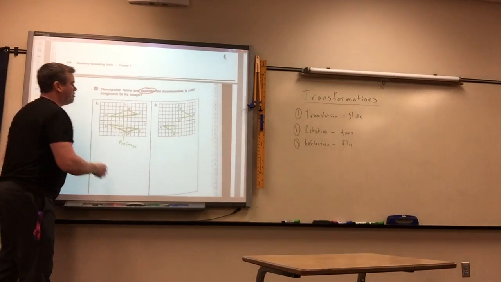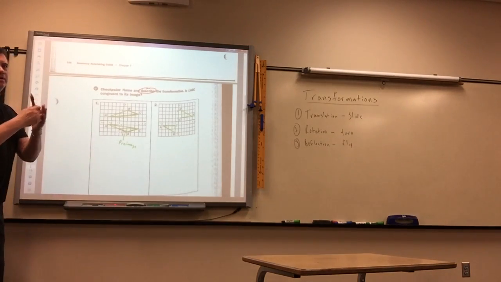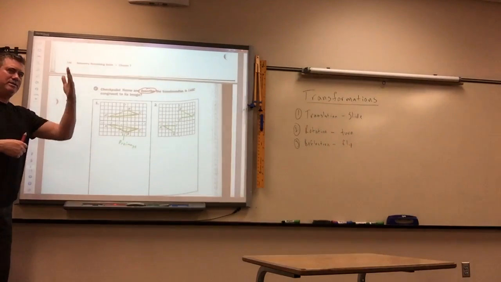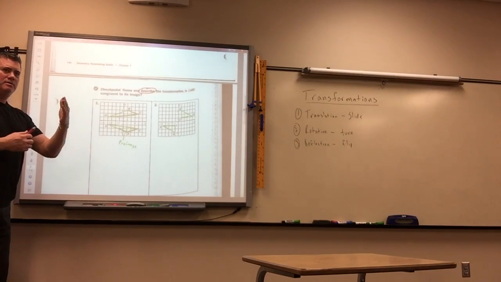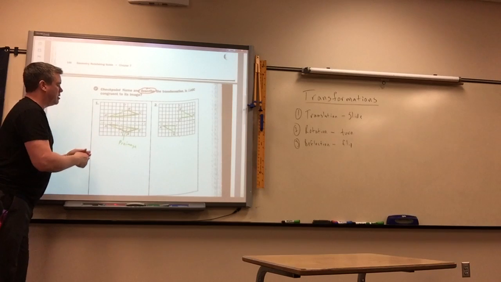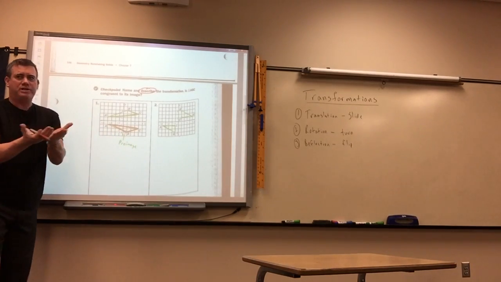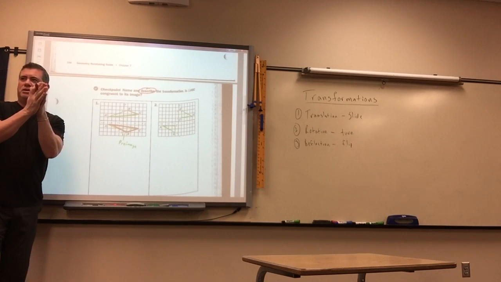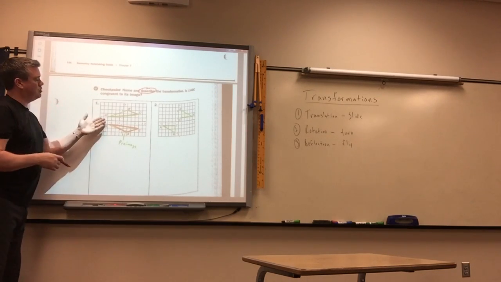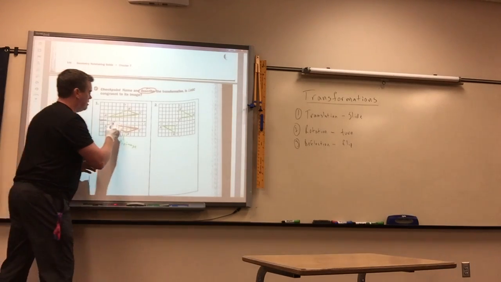To describe a reflection, it's like when you look in a mirror, the mirror is the reflecting point. If this were a piece of paper, if this were the original, and a reflection is you just fold it and it folds onto itself, where would you fold this piece of paper so they would fold onto themselves? Horizontally. Right here.